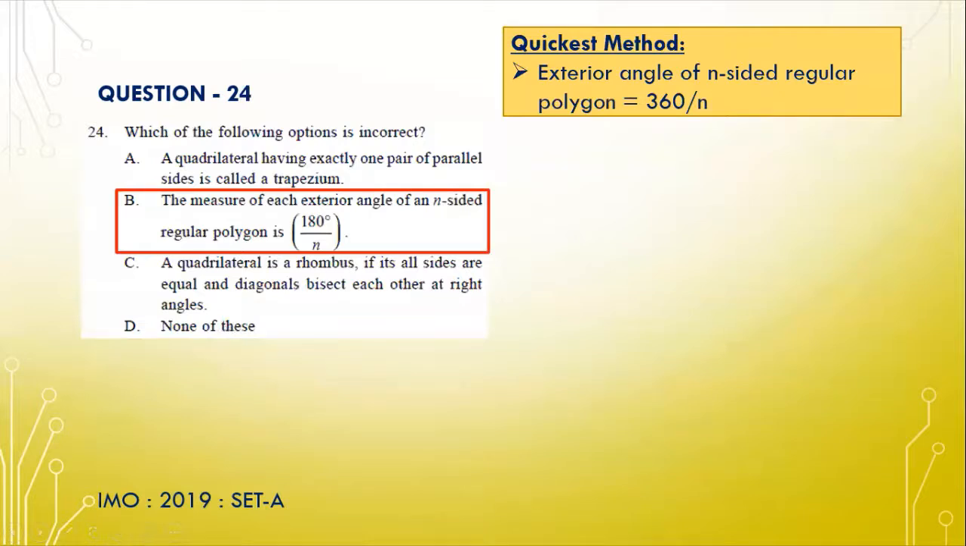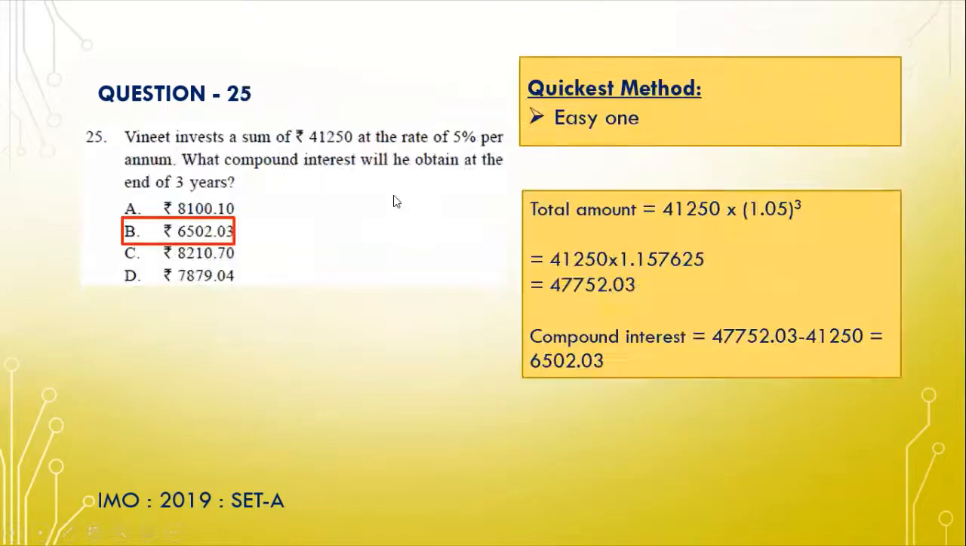Which of the following options is incorrect? So measure of each exterior angle of an n-sided regular polygon is not 180 upon n, it is 360 upon n.